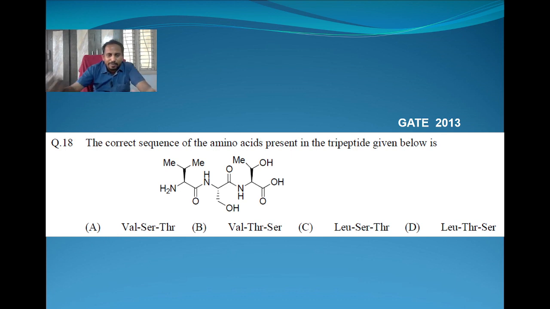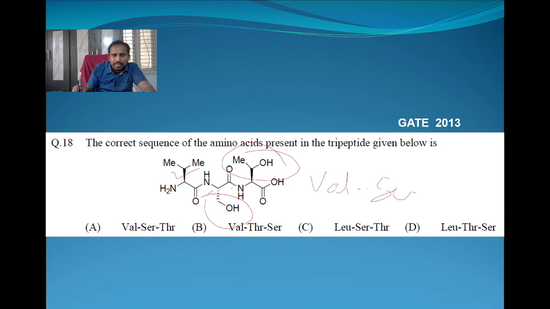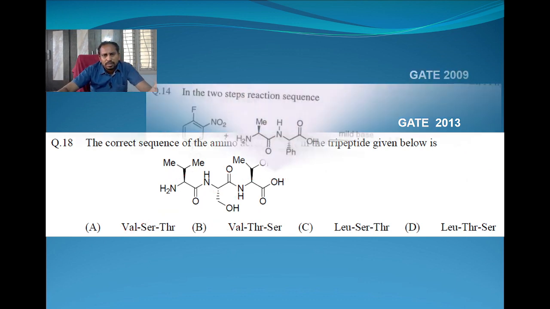If you look at this tripeptide structure, if you know the structure, you will identify it very well. This is the structure from valine, and this is the structure from serine, and this is from threonine. So valine, VAL, then serine, SER, then threonine, THR. Which is the sequence? Valine, serine, threonine. The first one is the correct answer. So this is a very easy question to answer.